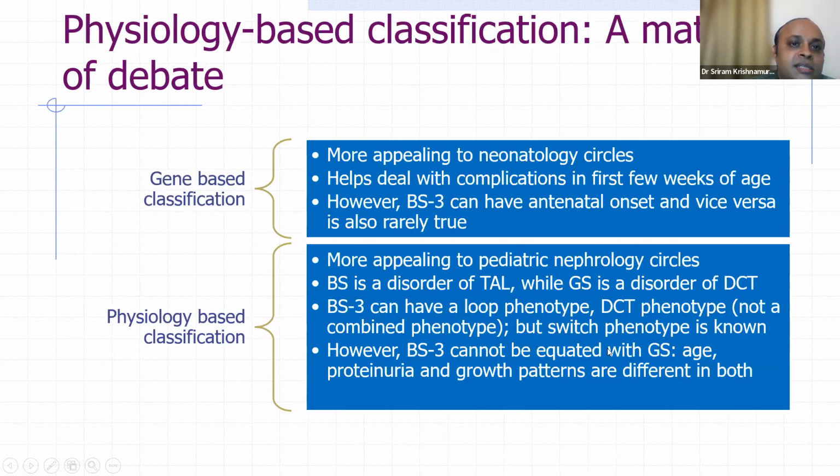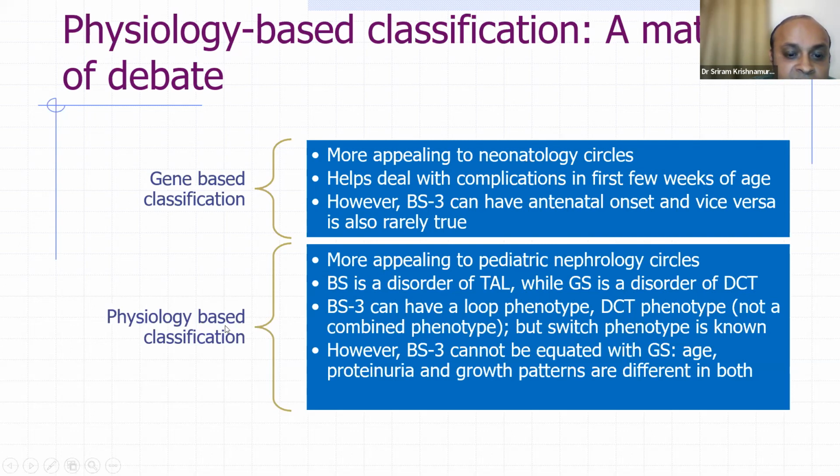So should we follow this pathophysiology based classification instead of the genetic based classification? What are the pros and cons of these types of classifications? Let's see. The gene based classification is very appealing to neonatologists because it helps them deal with complications in the first few weeks of age. However, the con of this is that Bartter syndrome type 3 can have an antenatal onset, and vice versa is also rarely true. So there are flaws in the genetic based classification.